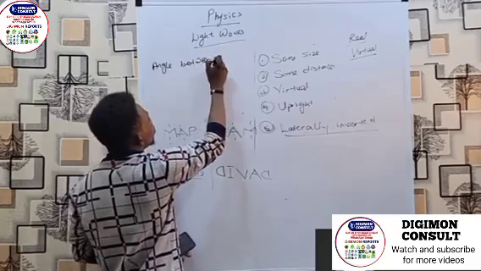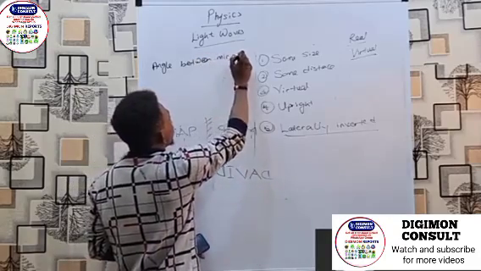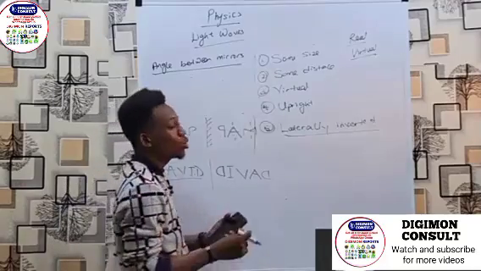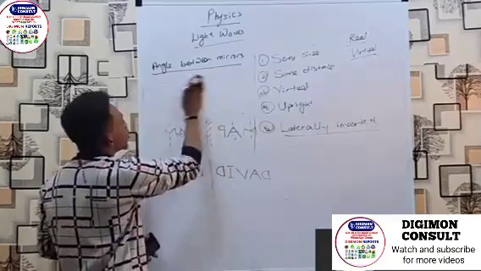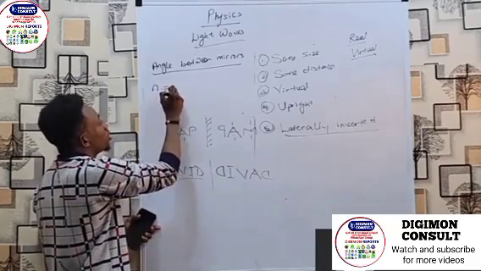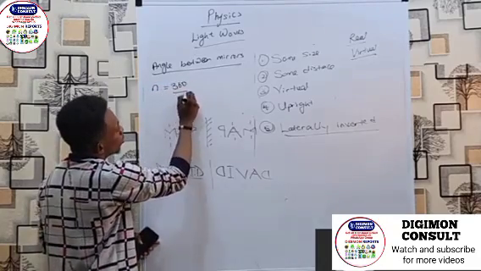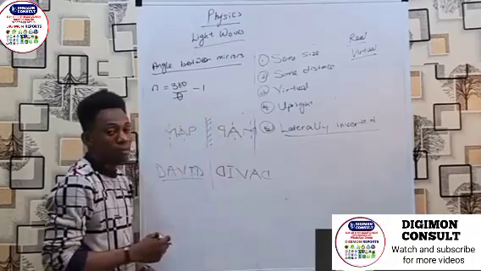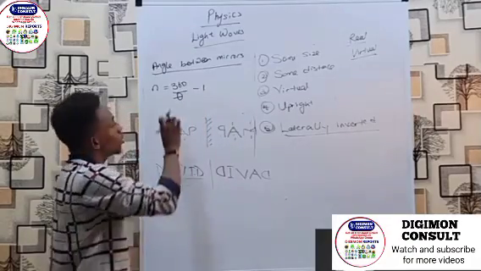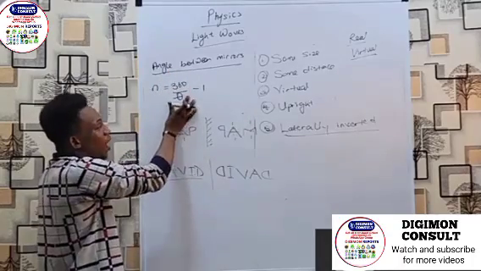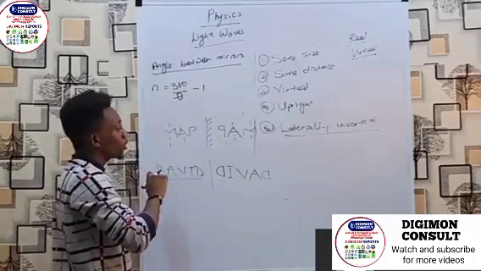So if you have any two mirrors joined together, the number of images you see depends on the angle between the two mirrors. And to get that, there is a general formula, which is that number of images equals 360 over the angle between the mirrors, minus 1. That's the formula. Number of images equals 360 divided by the angle between the mirrors, minus 1.